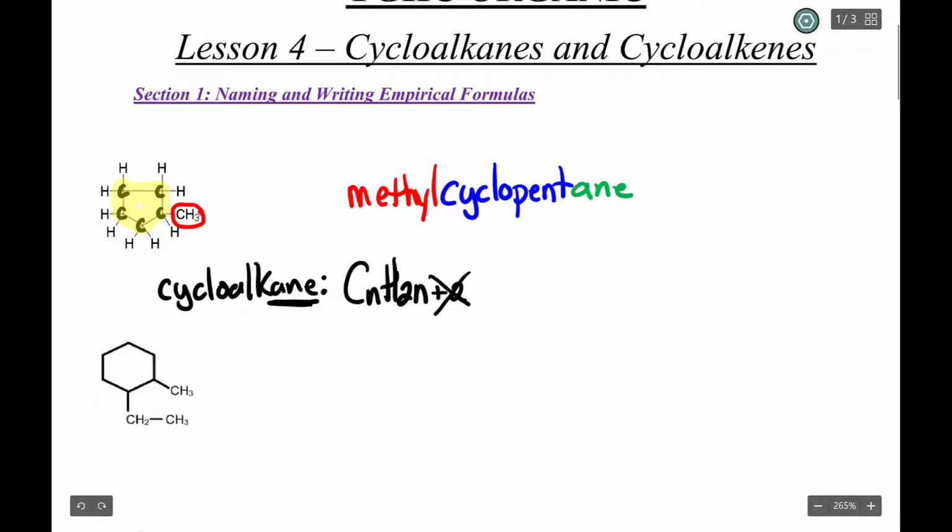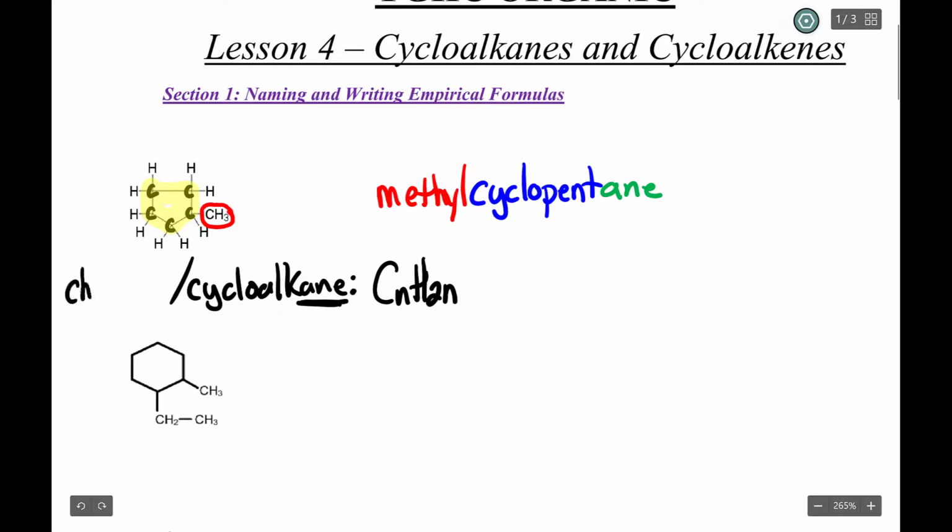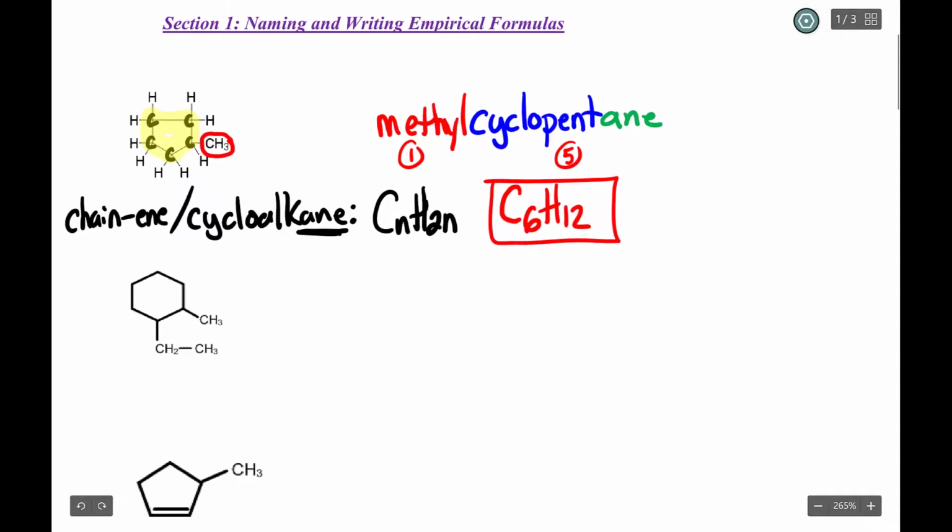But there isn't. In order for it to wrap around and actually connect into a ring, each carbon where it joins together has to lose 1 hydrogen. And so a cycloalkane has the same generic formula as a chain-ene. Okay, it's the same thing. So if I was to do this, I would simply count up the number of carbons. I've got 6, so this would be C6, right? Pent is 5, meth is 1, so C6, 6 times 2 is 12, and so the formula for this compound would be C6H12.